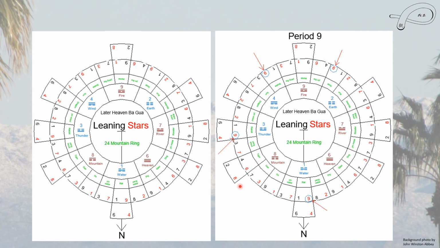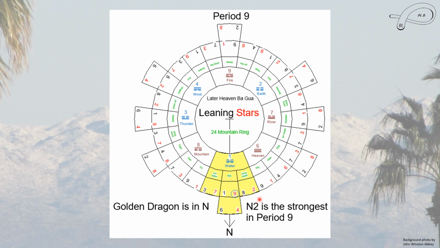Now we're already past period 8 in the Xuankong calendar, so we're not going to have to worry about this for a long time. When we add the golden dragon, which in period 9 is in the north, we see we have a coincidence. We have a 9 here and the golden dragon. So north 2 is where you want to place water if you don't already have natural water there.